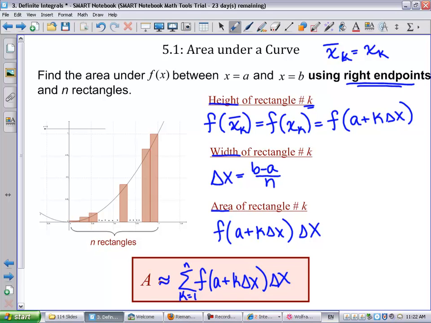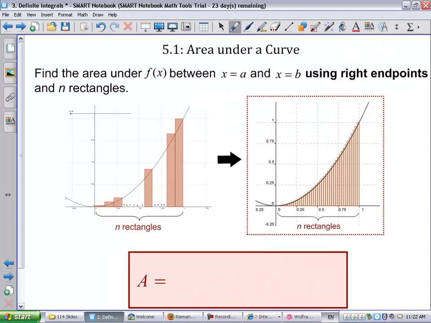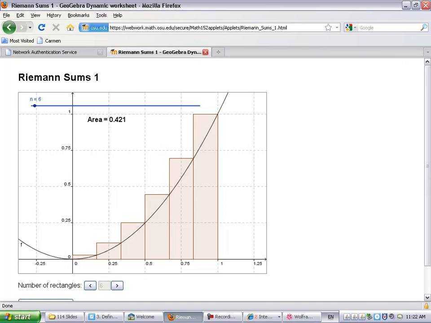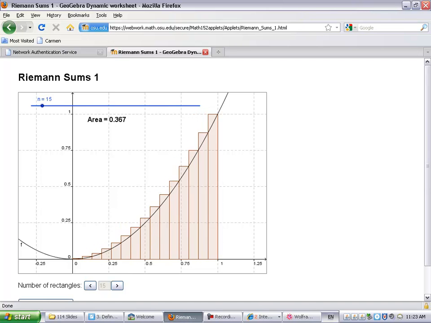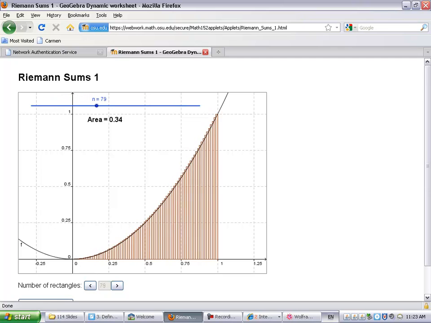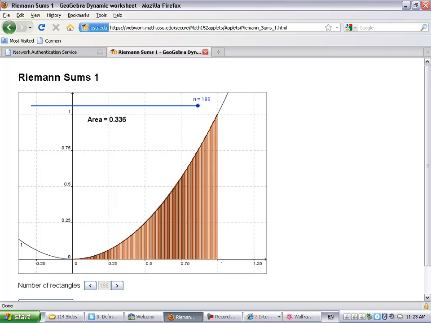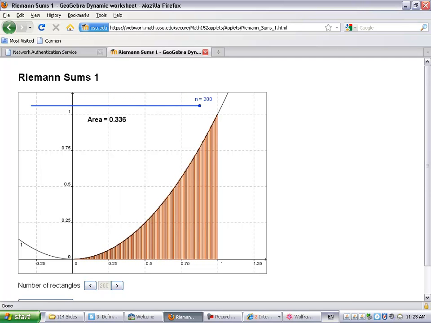But today, we don't want an approximation, we want the exact area. So how can we make this estimate, this approximation, better and better? Well, if we look back at the picture we talked about last time, if you have more rectangles, the approximation is better and better. The computer here goes as far as 200 rectangles, and even with 200 rectangles, that looks pretty close.